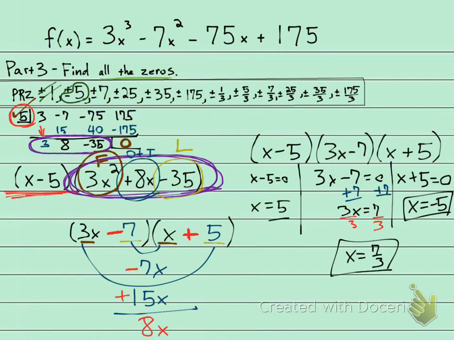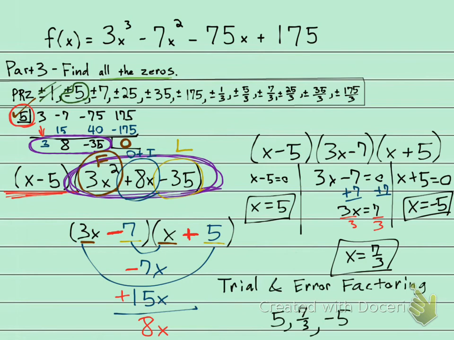Okay, so using trial and error factoring, here are my 3 zeros. What do you think of that? Good. It's good.